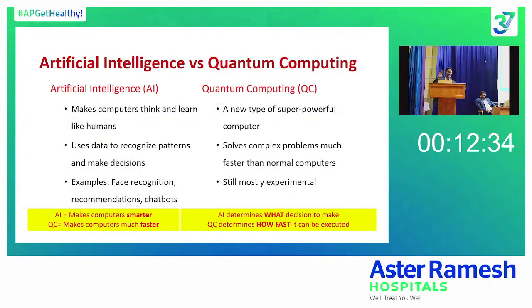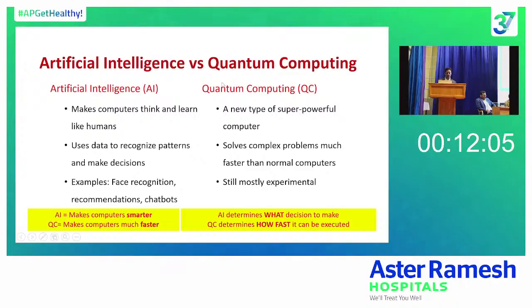First things first, when I was given this topic, I just wanted to know what the difference between artificial intelligence and quantum computing is. Artificial intelligence just makes your computer think better, think like a human. It uses pattern recognition and helps us in making decisions. It's just like your iPhone facial recognition, where your iPhone recognizes your face and unlocks the phone. Similarly, a chatbot like ChatGPT helps us in knowing the answer to a question.